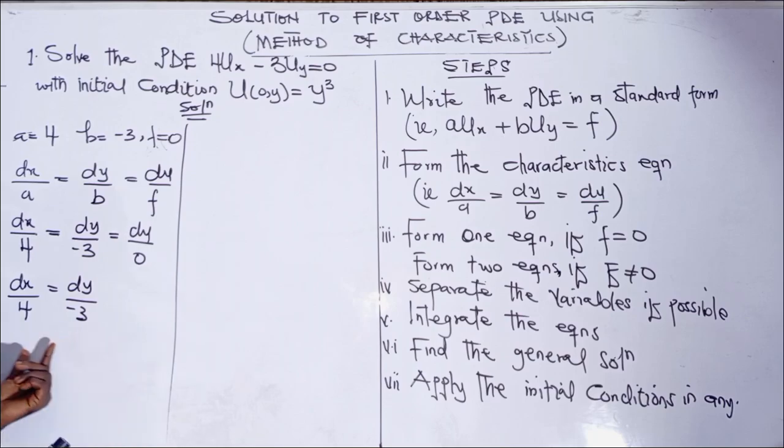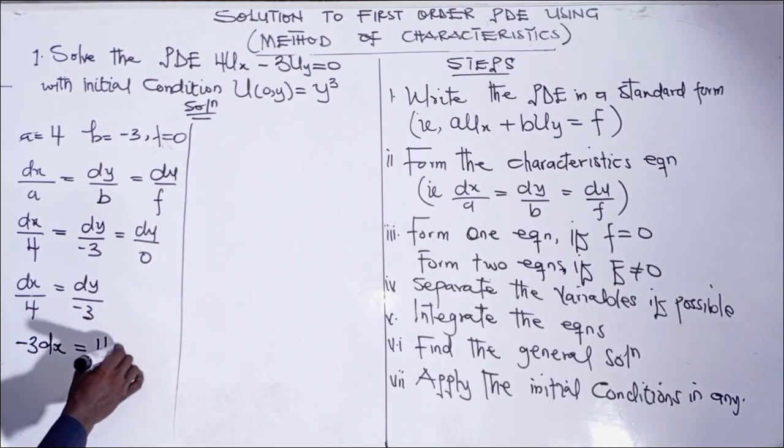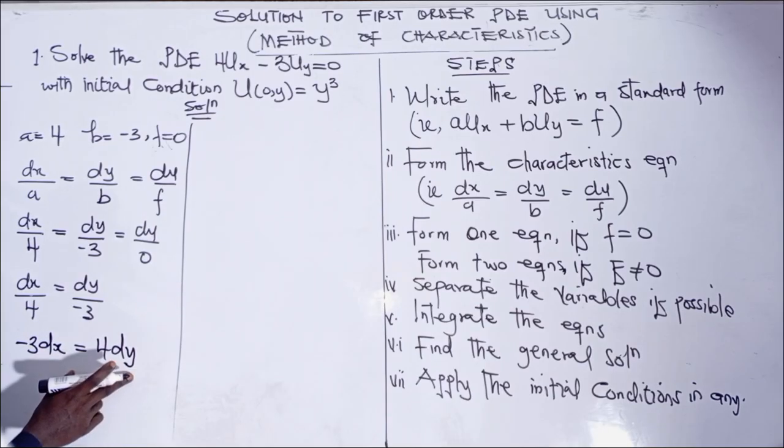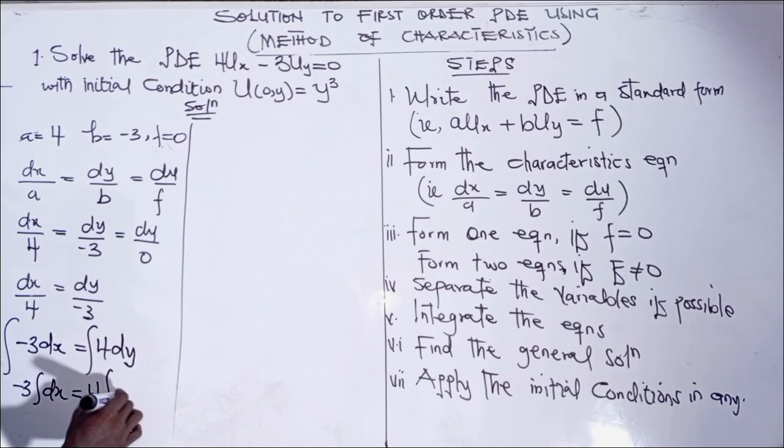Now looking at this, we can make use of the separation of variables method. When we do a cross multiplication, this will multiply that. So we have minus 3 dx is equal to 4 dy. You can see that we have separated the variables into dx and dy. Once we have this, we integrate both sides. So we have the integral of this and the integral of that. When we integrate minus 3 dx, minus 3 is a constant, so we can bring it out. So we have the integral of dx is equal to 4, which is also a constant, so we can bring it out. Then we integrate dy.